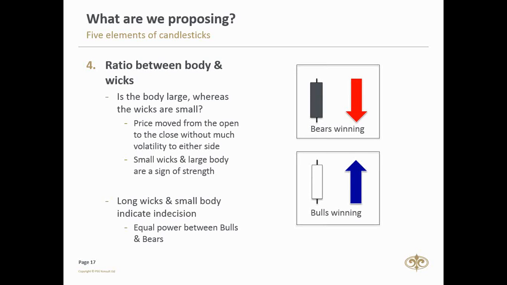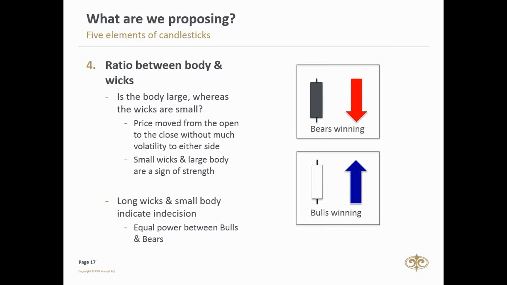The question you need to ask yourself is, is the body large, whereas the wicks are small? In this scenario, yes, they are. So this shows you that the price has moved from the open to the close without much volatility to either side. Small wicks and a large body are a sign of strength. Long wicks and a small body indicate indecision. In other words, there's equal power between the bulls and bears. That's a tug of war.